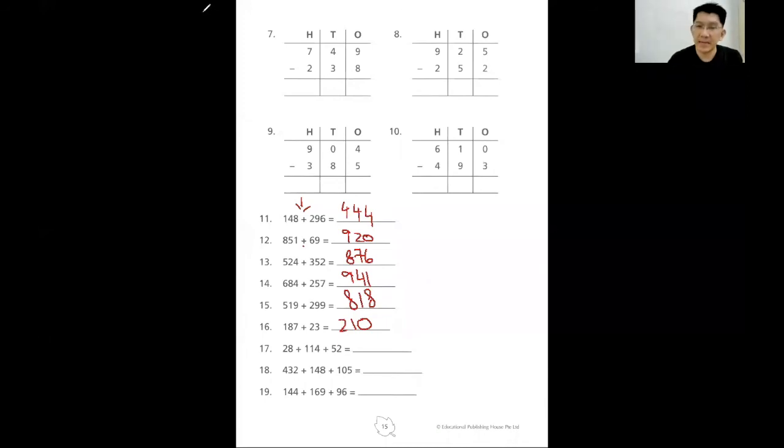Okay, number 17 now. What do we do with number 17? Okay, there are 2 ways of doing it. I'm going to show you the first one first. What we'll do, you can just do these 2 numbers first. So for example, 28 plus 114.